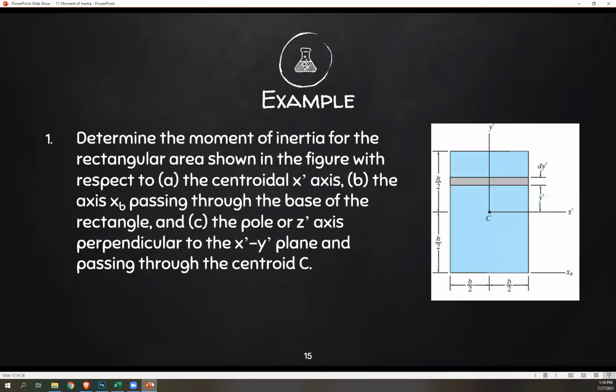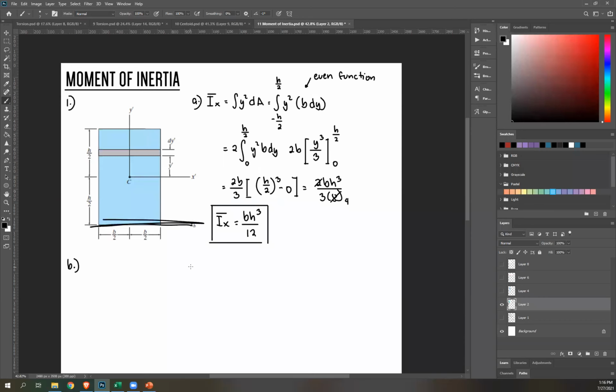Next, let's solve for letter B. Passing through the base of the rectangle. So base. So this is your axis. Now, luckily, our centroidal x-axis is parallel to that, so we can use the parallel axis theorem. So remember, Ix is just Ix bar plus A d squared, okay? And this is distance y squared. Ix bar is bh cubed over 12 plus total area, it's just bh, right? And then dy squared is this length, which is h over 2. So h over 2 squared.